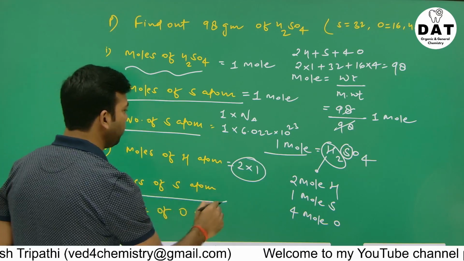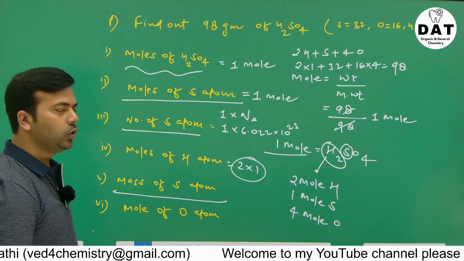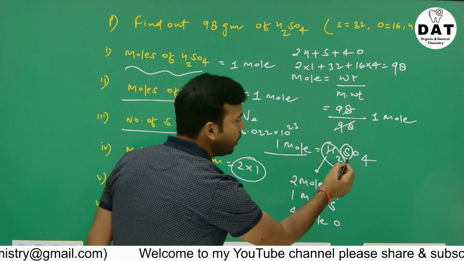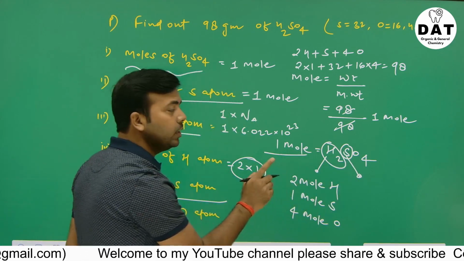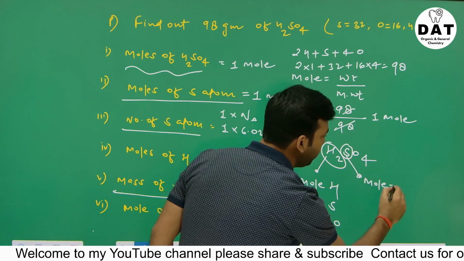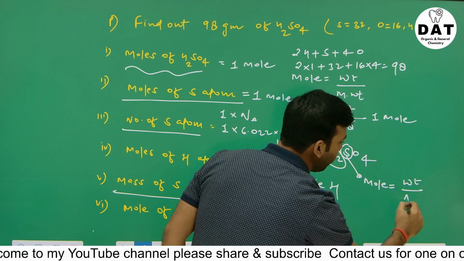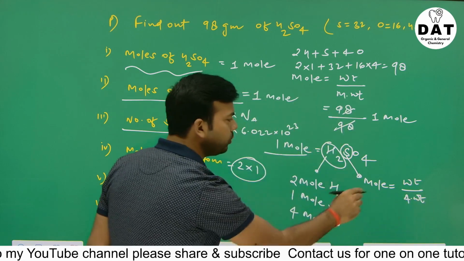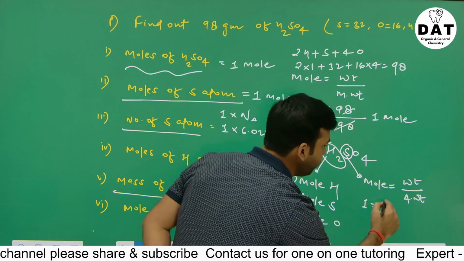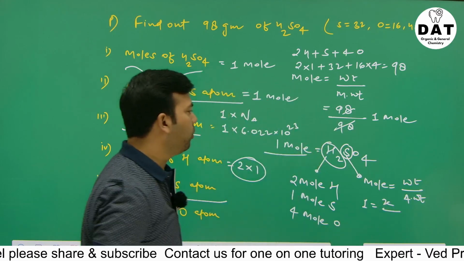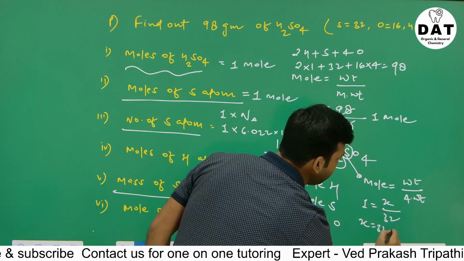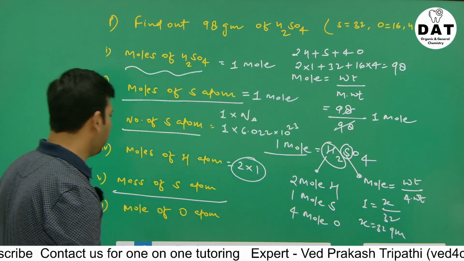Next, mass of sulfur atom. This is very good. First you have to find out the mole of sulfur atom. 1 mole H2SO4 has 1 sulfur atom, so 1 mole means 1 mole sulfur atom. And if you have the mole of sulfur, then it's quite simple. Mole is equal to weight upon atomic weight, because sulfur is an atom, so we can use its atomic weight. Mole we have 1, weight we have to find out, suppose X, and the atomic weight of sulfur is 32. So X will be 32 gram.